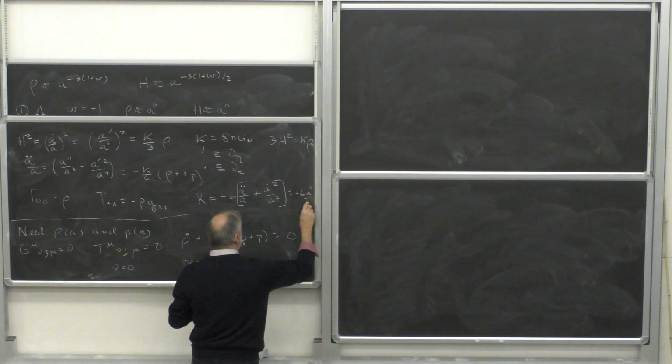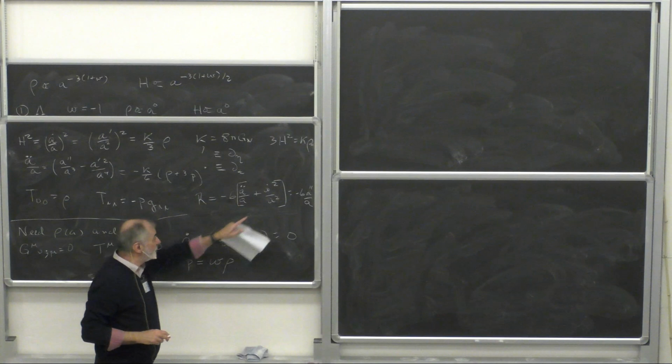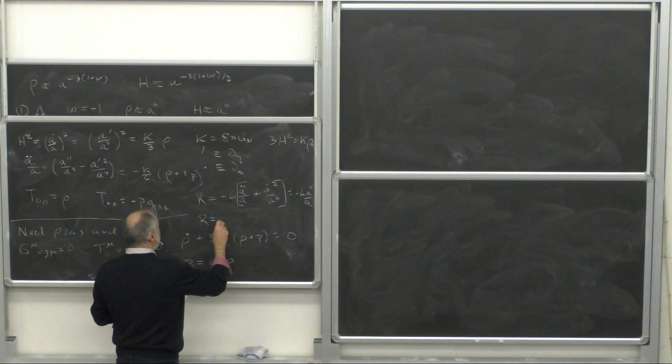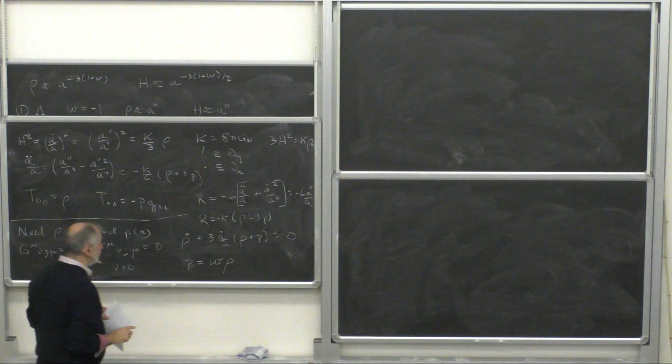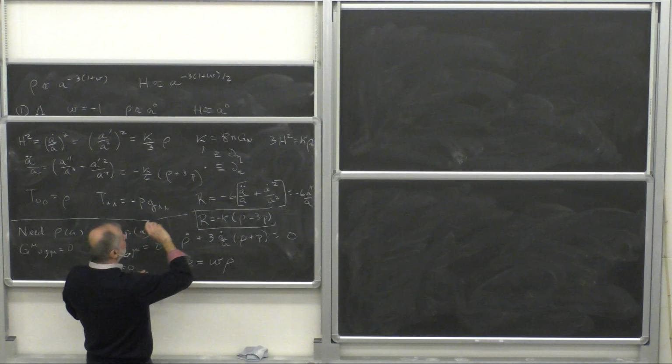And in terms of using the deceleration equation and the Friedman equation, it's just a matter of arithmetic to show that the Ricci scalar is minus kappa times rho minus 3p. So this we will often use, and this equation we will often make use of.